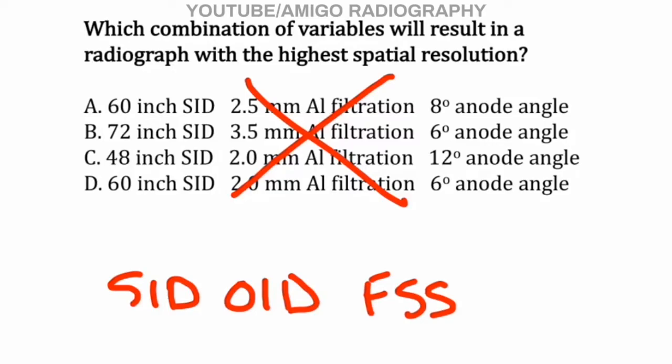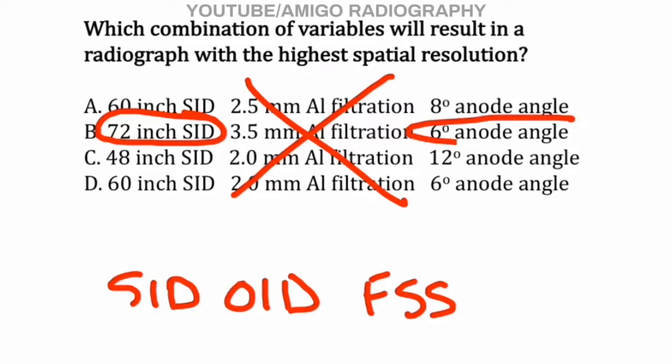So which SID is going to give us the highest spatial resolution? Well, you probably remember that as we increase our SID, it's going to make our spatial resolution better. It'll decrease the blur, and so 72 inches would give us the ideal spatial resolution. But then what about anode angle? Well, even though a small anode angle makes the anode heel effect worse, a small anode angle actually makes spatial resolution better because it makes that focal spot size really narrow and makes the image very sharp.